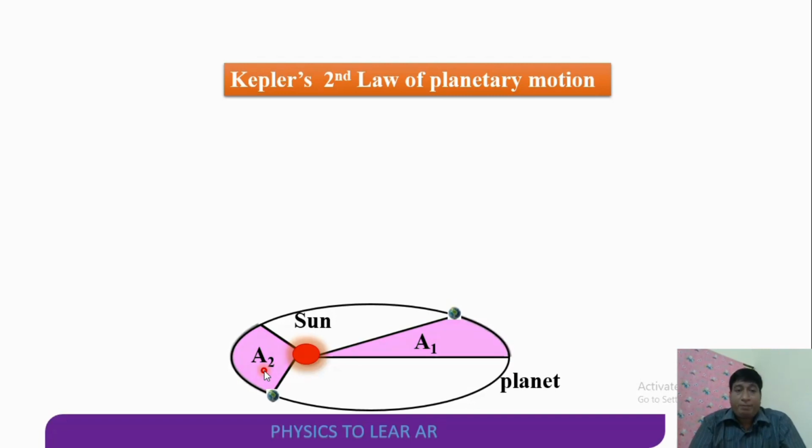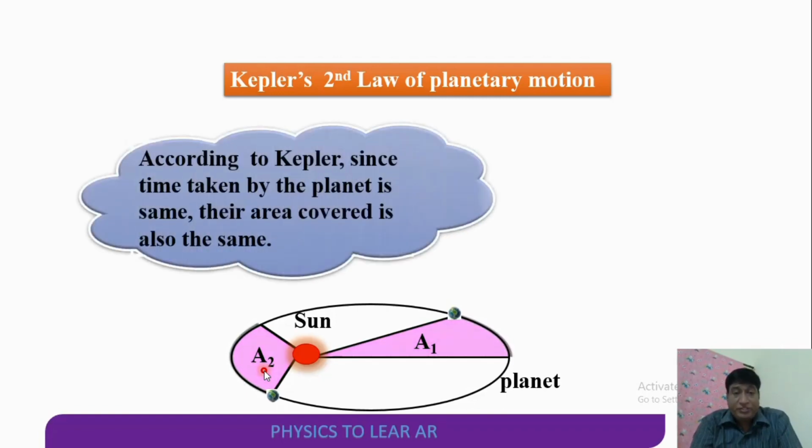So Kepler's second law of planetary motion says that the radius vector sweeps out equal areas in equal intervals of time. Since the time taken by the planet is the same, the area covered is also the same. With that we can conclude that A1 equals A2, the area covered in the second time interval.